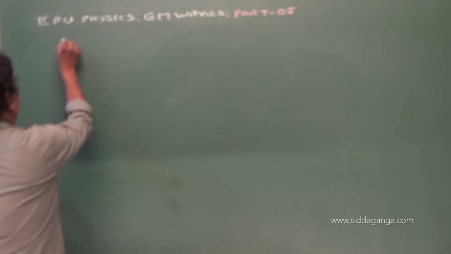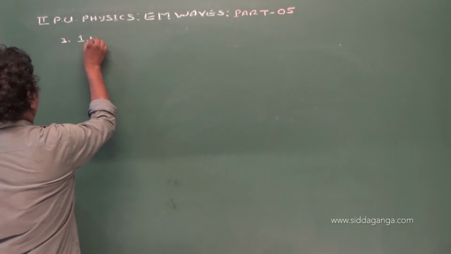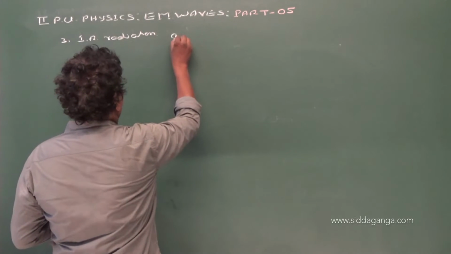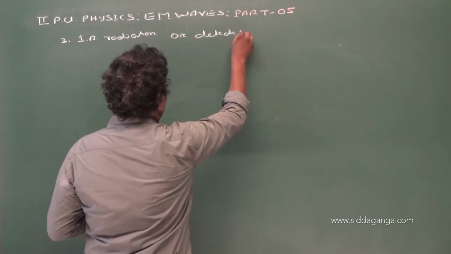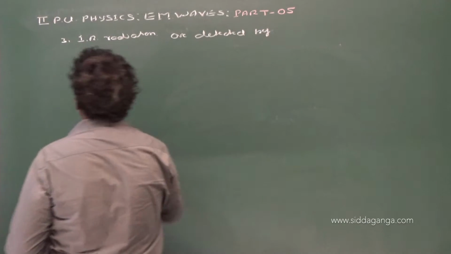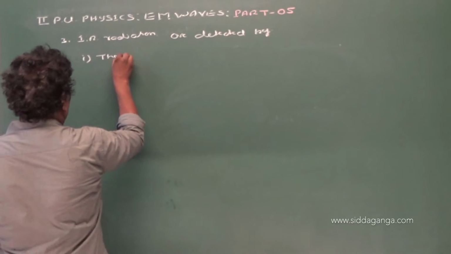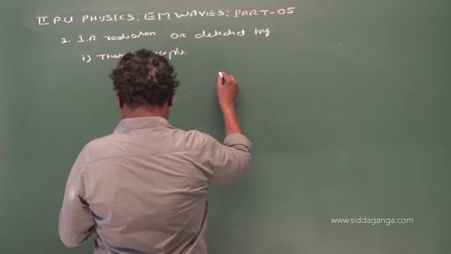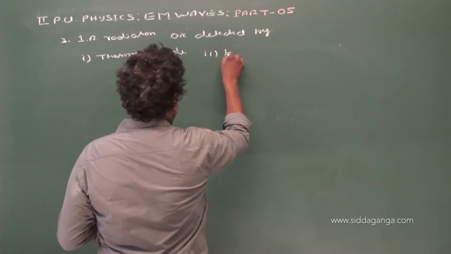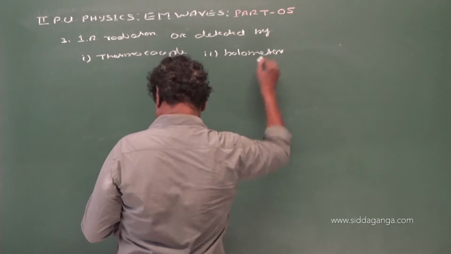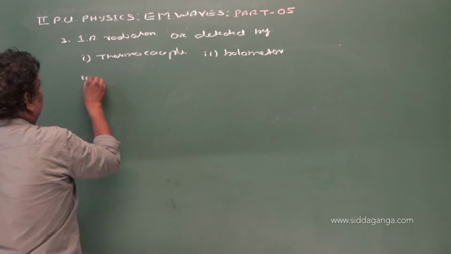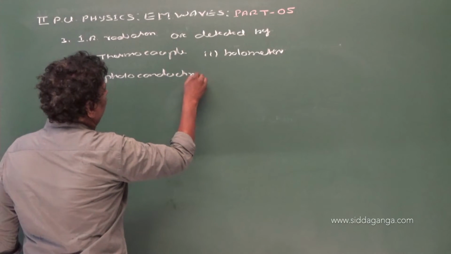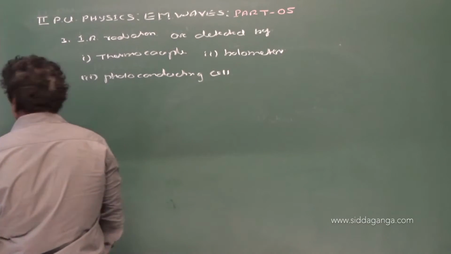Now third one, infrared radiation, right, are detected by number one, thermocouple, number two, bolometer, and number 3, photo conducting cells. Right.